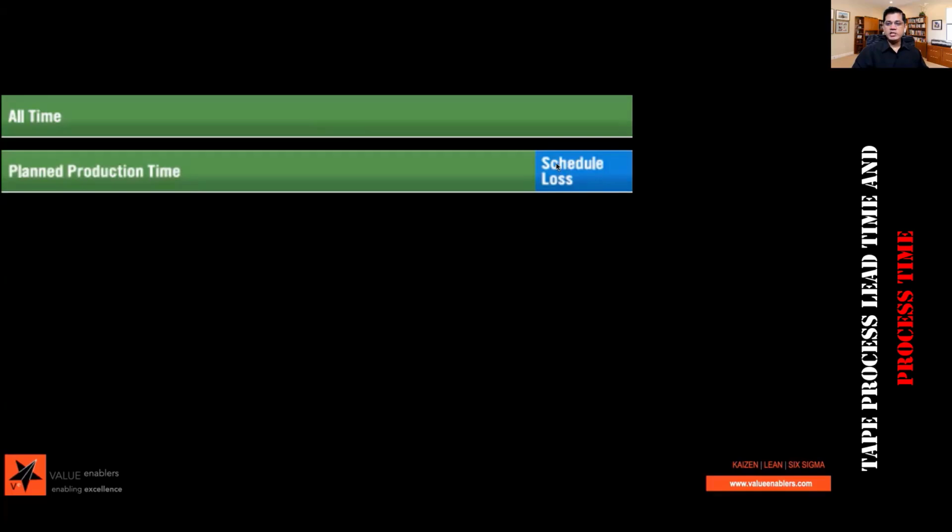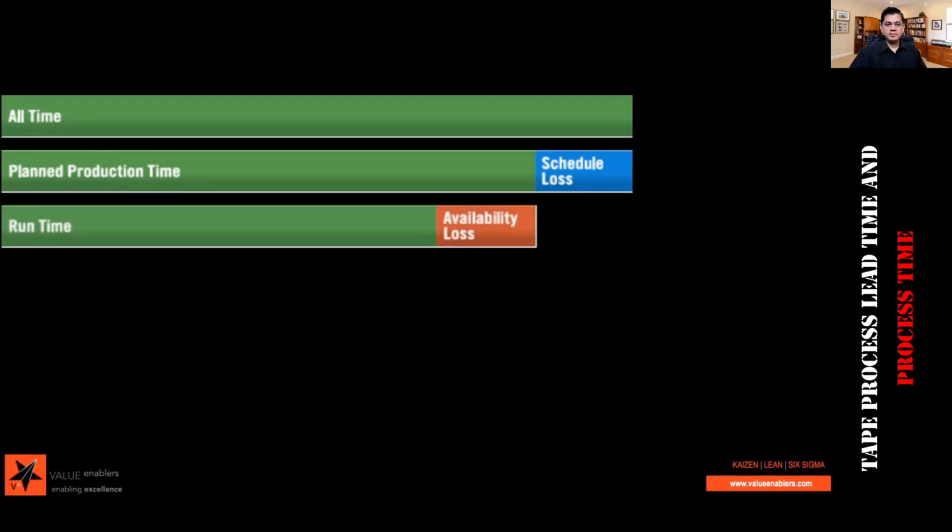Out of that, there is a scheduled loss, which means that we schedule the machine not to run. Sunday off, holiday off, and things like that. And then the remaining is called planned production time. Now, in the planned production time, the machine is not available due to breakdown and so forth. We will get into the detail.